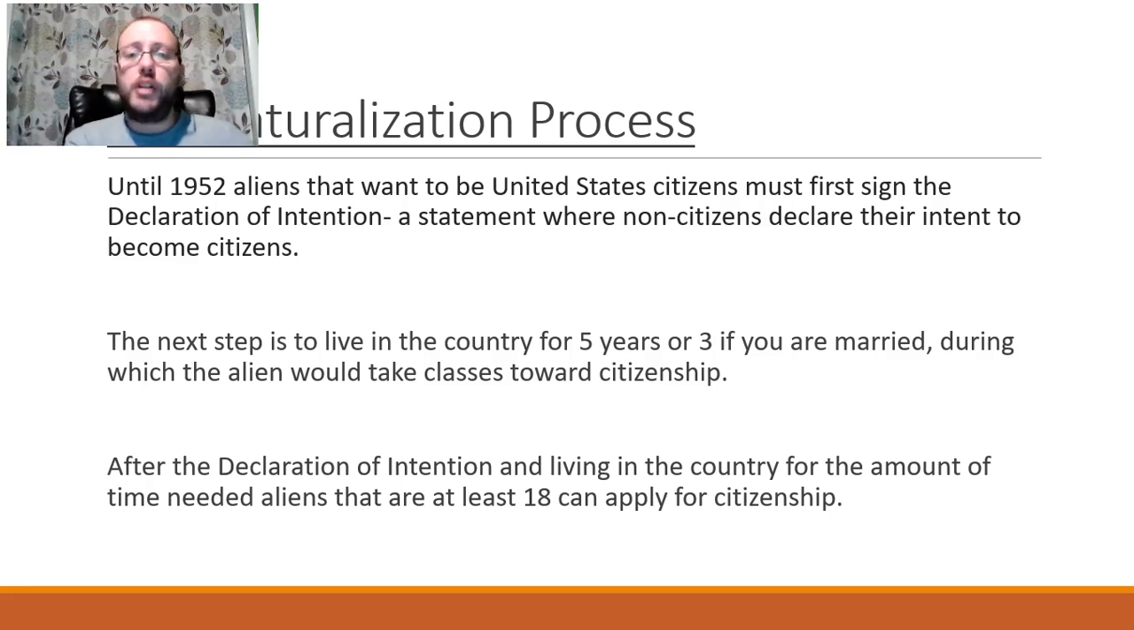The next step is to live in the country for 5 years, or 3 if you're married, during which you would take classes towards citizenship. They want to make sure that you have an intention of staying there and not coming here and saying, I want to be in the United States, and staying here a year and saying, I don't like it, I'm moving back. You got to live there 5 years, but if you're married, they can speed the process up and it'd just be 3 years, during which time you would take classes towards citizenship.